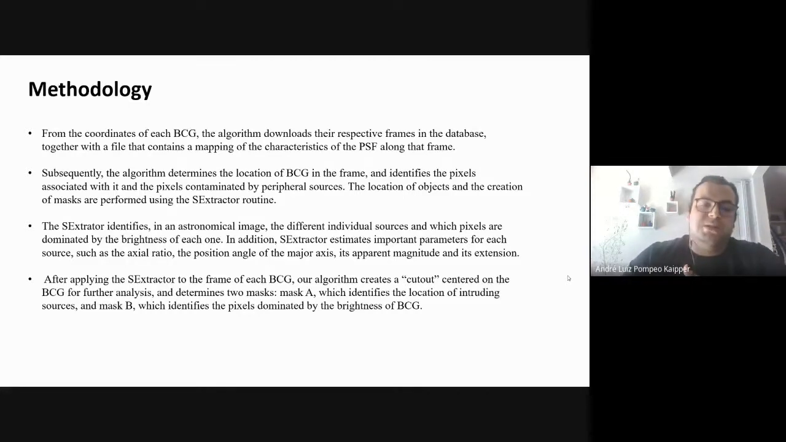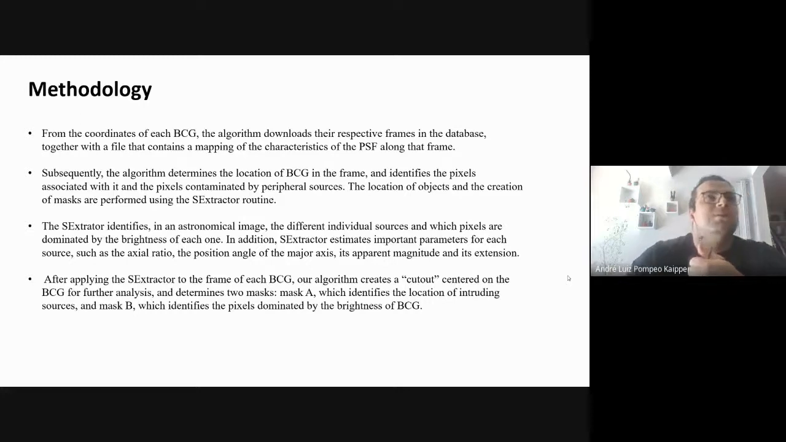After this, the algorithm applied to each BCG creates a cutout centered on the BCG for further analysis. And it determines two masks: mask A, which identifies the location of intruding sources, and mask B, which identifies the pixels dominated by the brightness of the BCG.